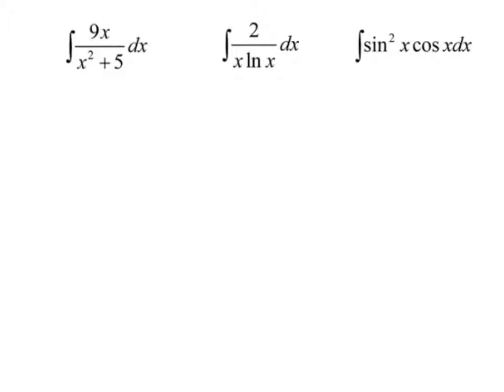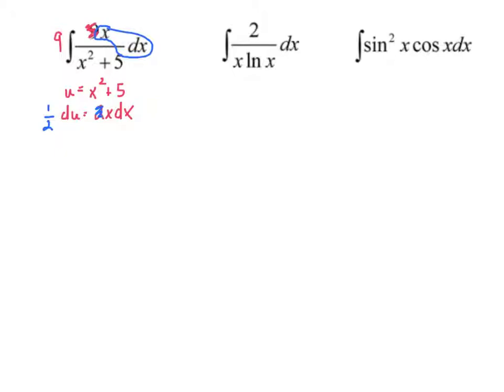I think the first thing I might do with this is actually pull that 9 out, just have it be a constant multiplier out front. Then I'm going to make u x squared plus 5. So du is 2x dx. And you can see I have an x dx, so I'm going to divide both sides by 2. So now I'll be able to replace this with a 1/2 du.